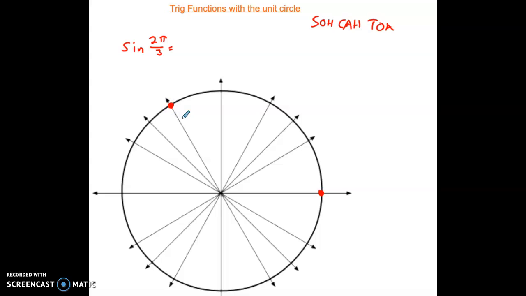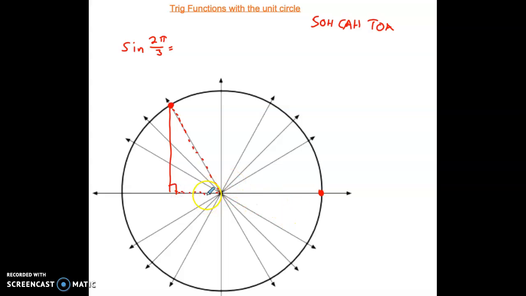All right. On the unit circle, we find our angle. We always drop a perpendicular to the x-axis. Always perpendicular to the x-axis. It doesn't matter where you're at. Always perpendicular to the x-axis. And what that does is it creates a right triangle.